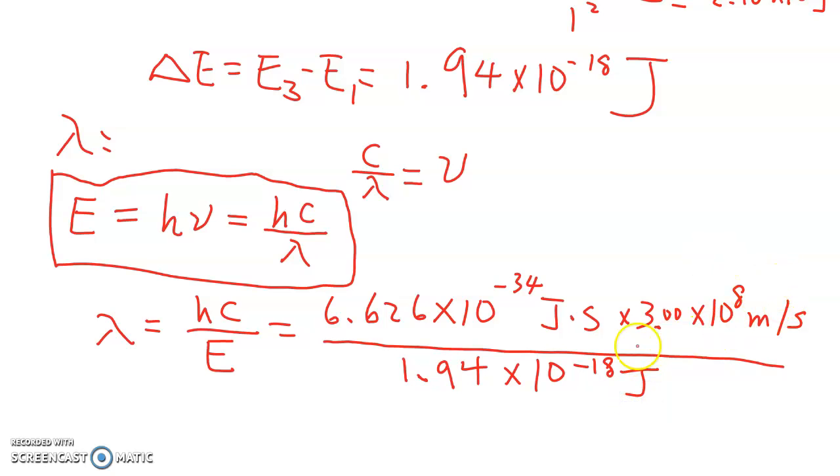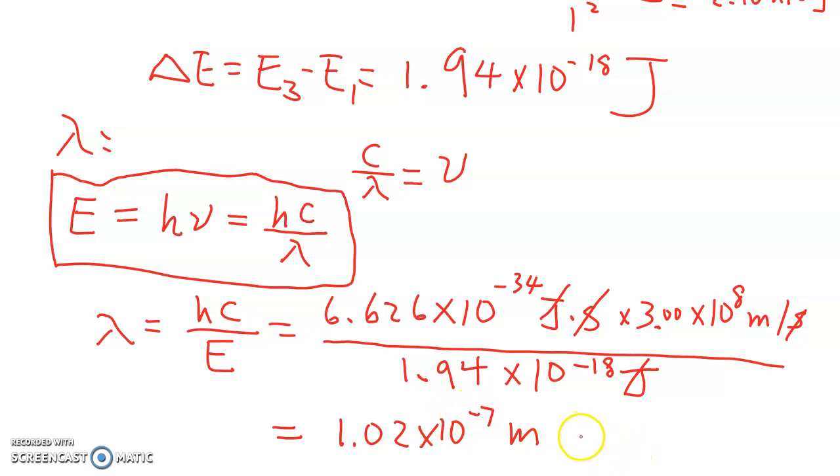Let's look at the units. The second over here can be cancelled out. The joule over here can be cancelled out. So the unit would be meters. That's expected because wavelength is the length, so it should be in meters. All right, so we put it into our calculator, and what I find out is equal to 1.02 times 10 to the minus 7 meter.